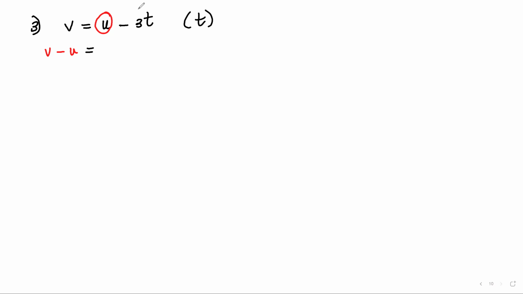This part, the right-hand side of the equation, is u take away 3t, and I could also write that as minus 3t plus u. So really and truly, the sign of u here is positive. When you move a positive term to the other side of the equation, it becomes negative. So this will end up as v take away u is equal to minus 3t, just like if you had an algebra problem. That minus sign is now the sign of 3t.